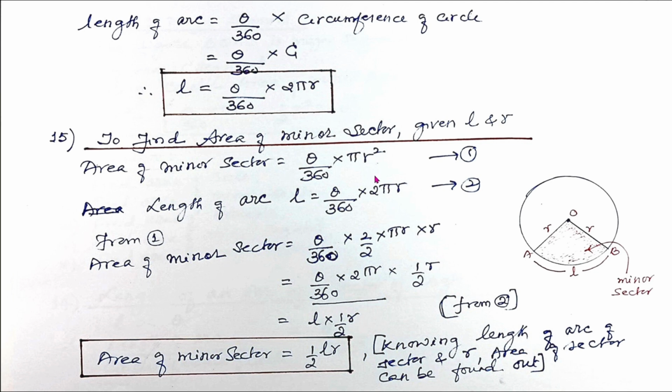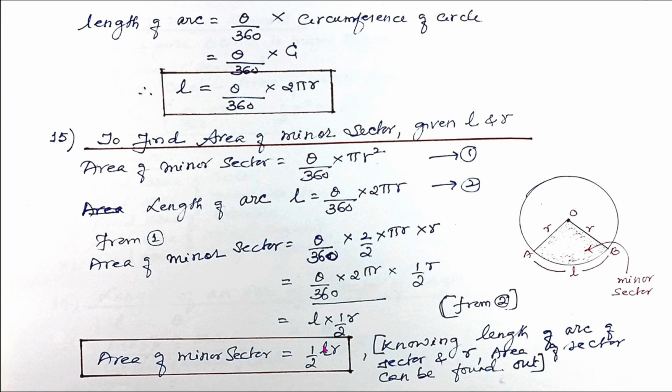So let us manipulate this formula. Area of minor sector is equal to theta by 360 into 2 by 2 into pi r into r. I have just taken 2 by 2 here. 2 by 2 is 1. There won't be any change in the equation. So theta by 360 2 pi r into half r, and you know that this formula theta by 360 into 2 pi r is nothing but L, and that is equal to L into half r or half LR.